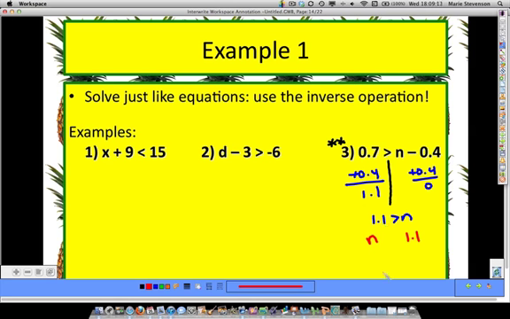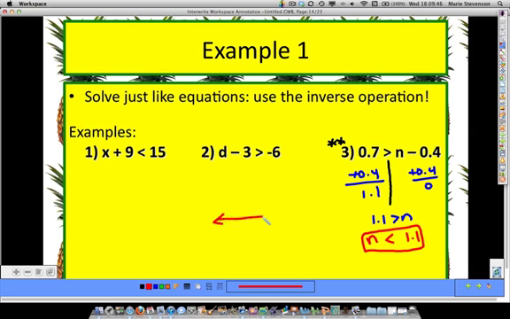What do you think we have to do with the inequality? We have to also flip our inequality because these are not equal. Okay, this says 1.1 is greater than n. So if I flip it, I still have to show that n is smaller or less than 1.1. That's what makes this one special. When your variable's on the other side, once you solve it, you can flip them, but you must also flip your inequality. If you don't do that, your answer is wrong. I will mark you wrong.